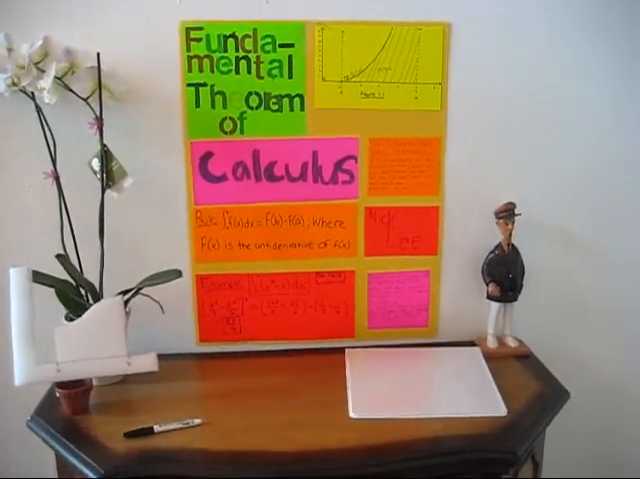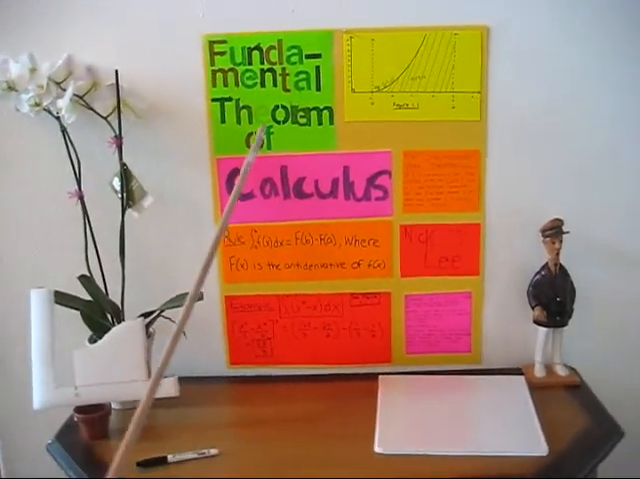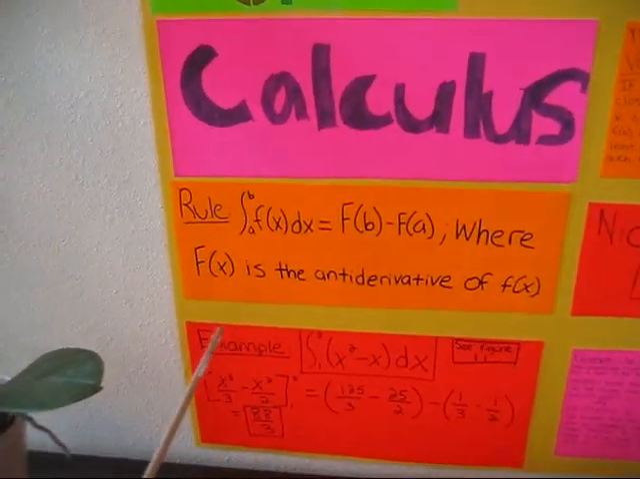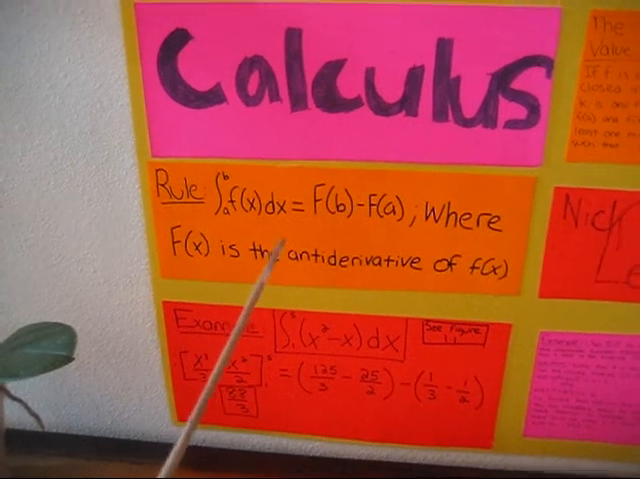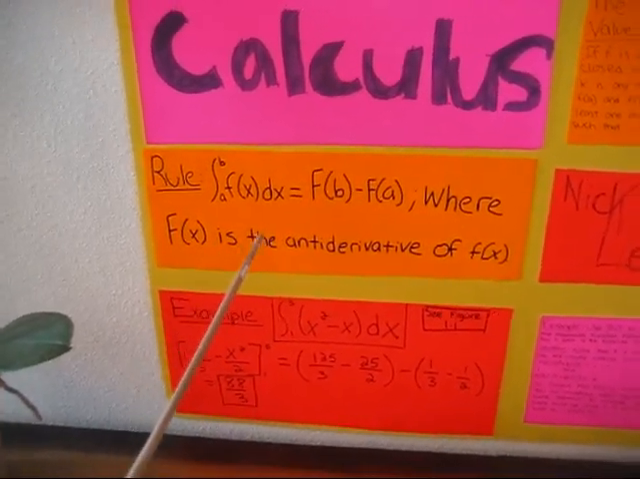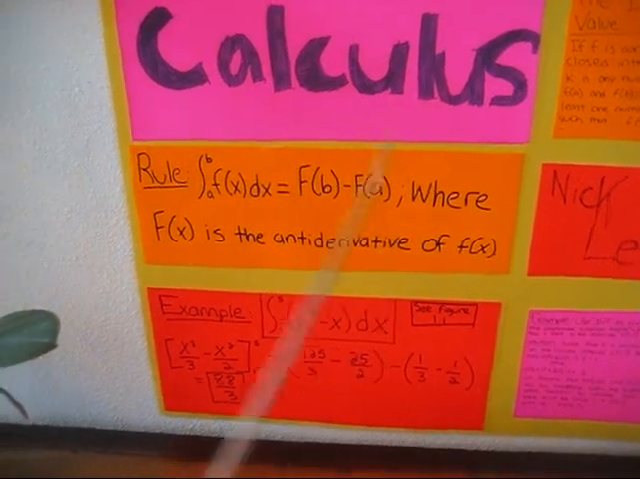Today's lesson will be FTC, or the fundamental theorem of calculus. The general rule is the integral from a to b of f of x dx is equal to F of b minus F of a, where F of x is the antiderivative of f of x. I'll get straight to the point with an example right here.